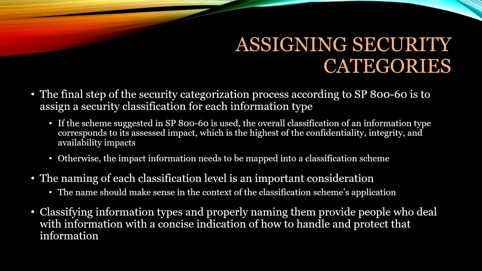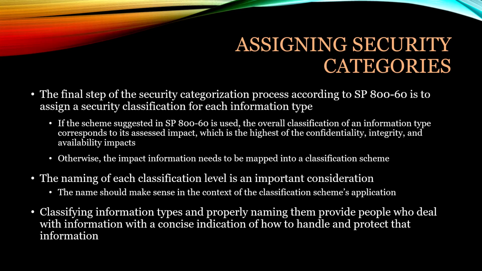So once we do that, the final step of security categorization is to assign security classifications for each type. If the scheme suggests overall classification of types corresponding to the assessed impacts, the highest of the confidentiality, integrity, and availability impact will have the higher level security classification. Otherwise, you map them to the classification scheme. Naming of each classification level is important, gives additional context.